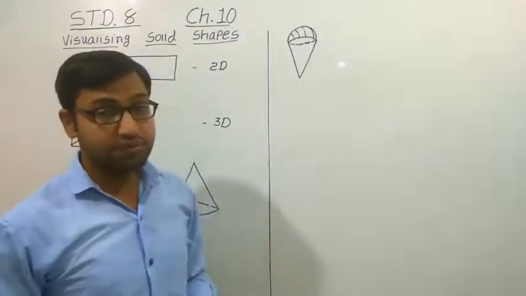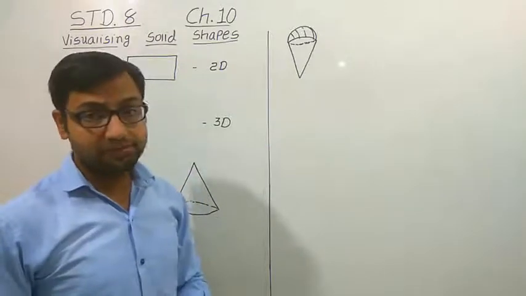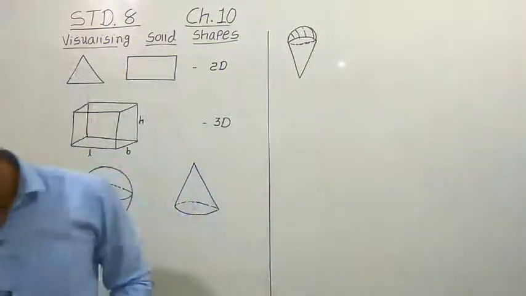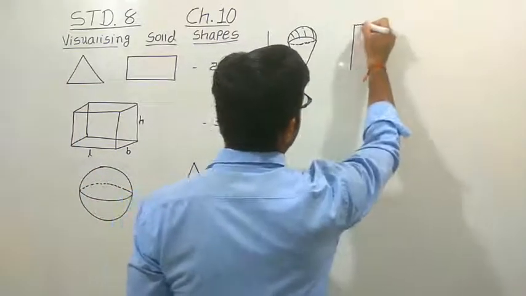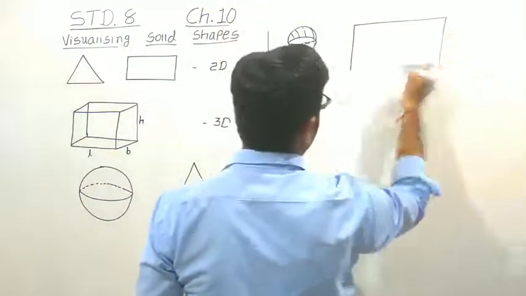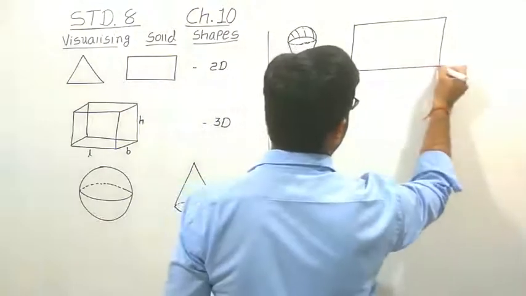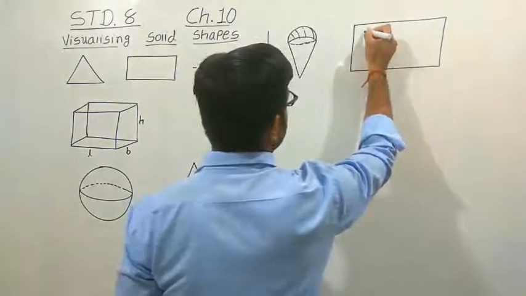Which other kind of combination of shapes are there? Now we can see one more example. Suppose there is a photo frame, and we know that photo frames are like this.